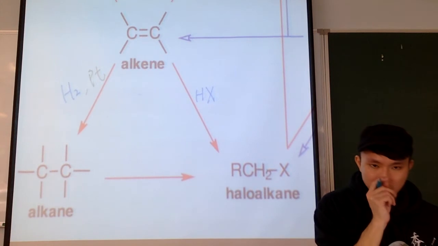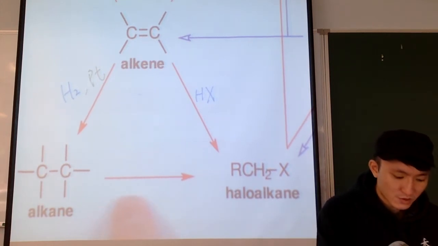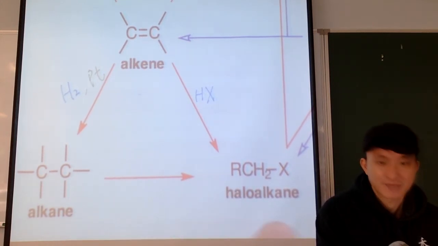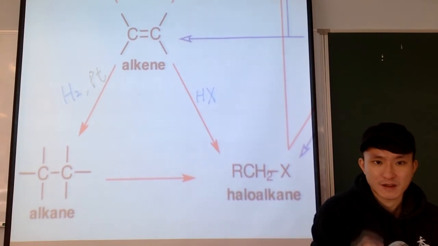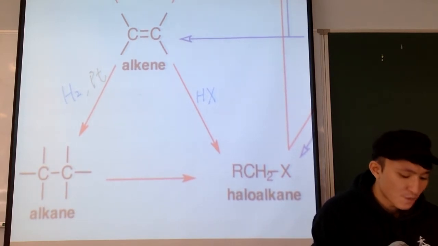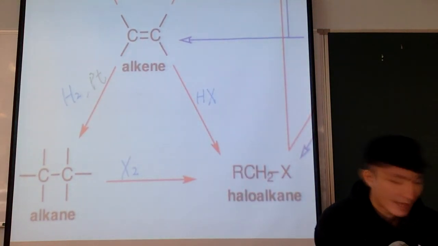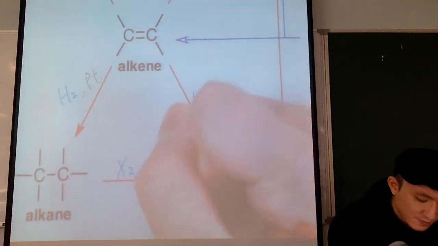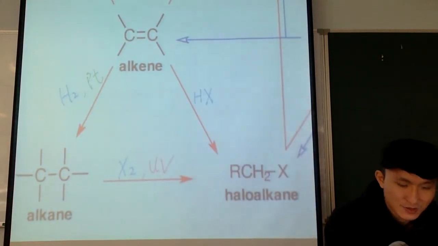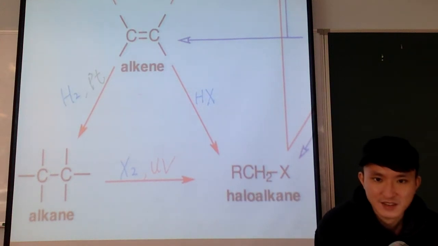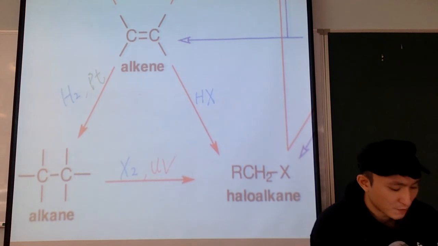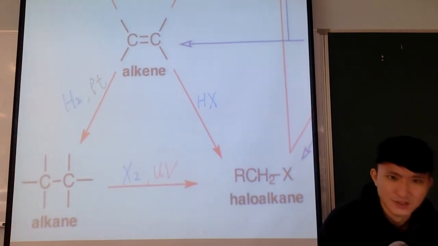Now, let's also do this one. Alkane to haloalkane. This one is a free radical substitution reaction, so we will use the corresponding halogen, X2. And we also need a specific condition, which is UV light. UV light or heat, but I would like to have UV.